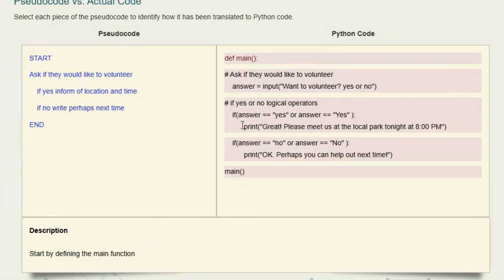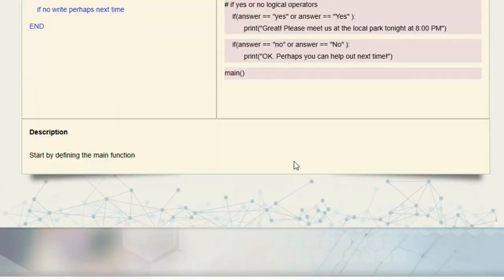Then I need an if statement, and if they say yes or Yes, it's easy to write this first, and then we can turn this into code. All right, let's look at page 3.